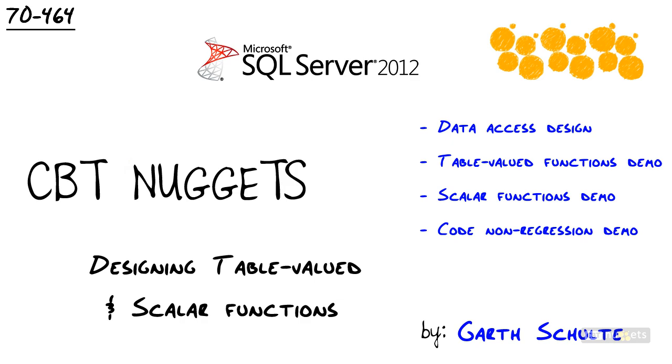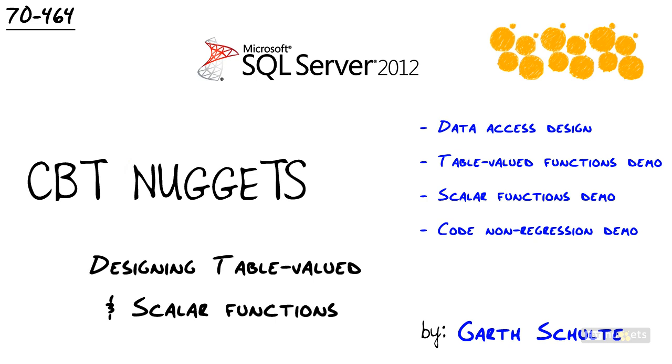Designing table-valued and scalar functions. So we have a design nugget here. This one is all about how to properly design your data access layer, how front ends are going to interface with the underlying schemas using our middle layer, which is going to be views, stored procedures, and functions.